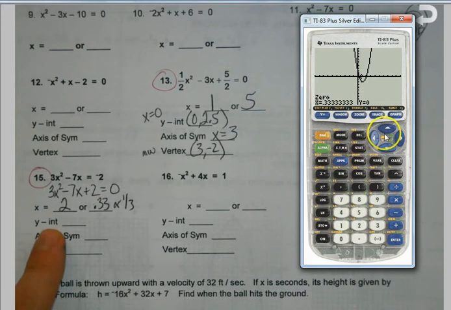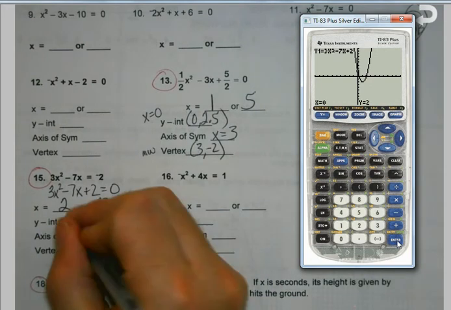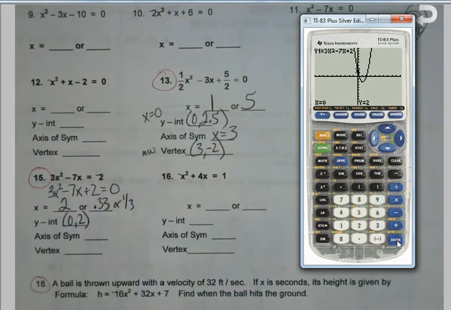My y-intercept, still going to find it the same way. Trace x equals 0, my y equals 2. So my y-intercept is at 0, 2.